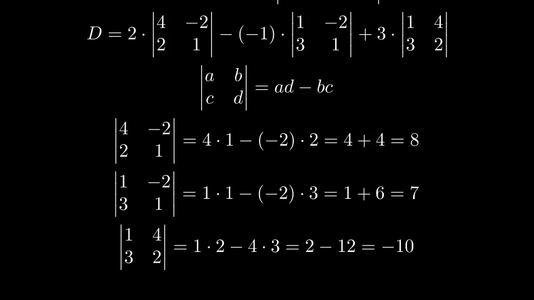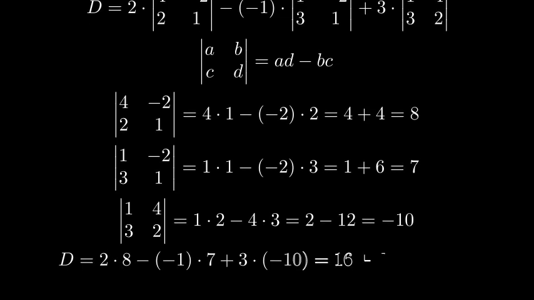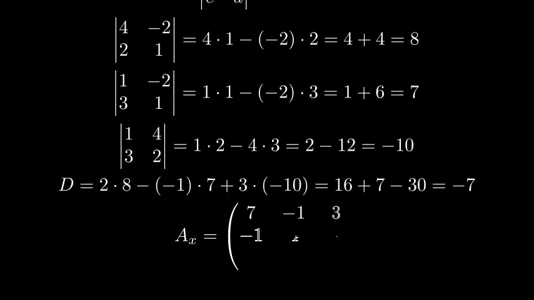Now we can calculate the determinant D. D equals 2 times 8 minus -1 times 7 plus 3 times -10, which equals 16 plus 7 minus 30, which is -7. Since D is not 0, we can proceed with Cramer's rule. Step 3. Let's form matrix A_x by replacing the first column of matrix A with the constants 7, -1, and 12.